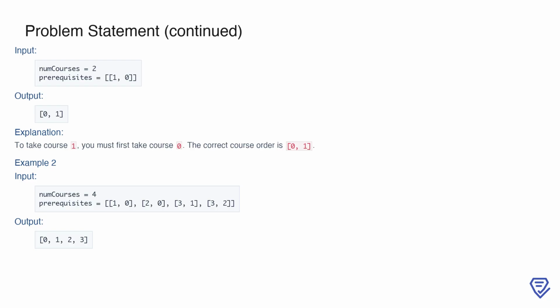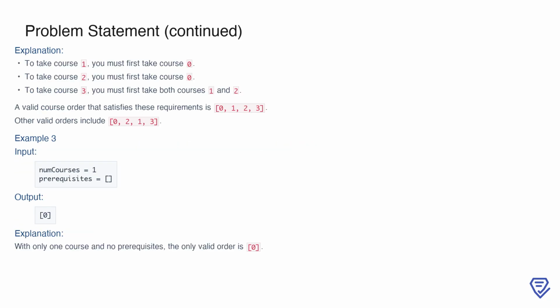Here, the dependencies show that both courses 1 and 2 need course 0 to be completed first, and course 3 depends on both courses 1 and 2. This ordering satisfies all the prerequisites. Breaking down the second example further, we can see how each dependency is fulfilled. To take course 1, course 0 must be completed first. Similarly, course 2 also depends on course 0. For course 3, you need to complete both courses 1 and 2. One valid order that satisfies these conditions is [0, 1, 2, 3].